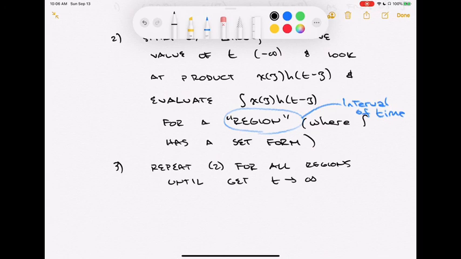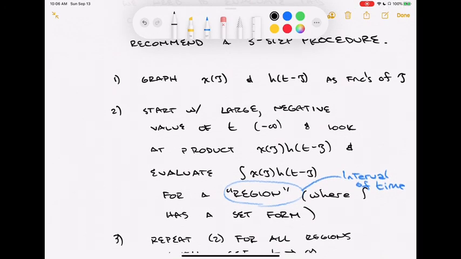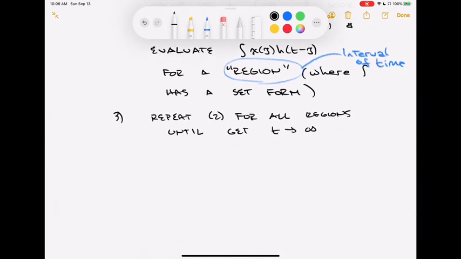So this is the three-step process. You graph the arguments of the integral, x of tau and h of t minus tau, as functions of tau. Then, starting with a large negative value of t, you look at that product and you evaluate that integral where it has a set form, what we call a region, that interval of time. And then you repeat that for all possible regions, okay?